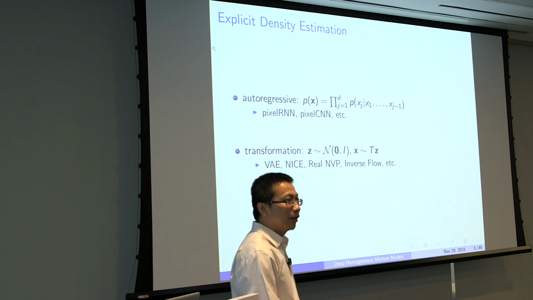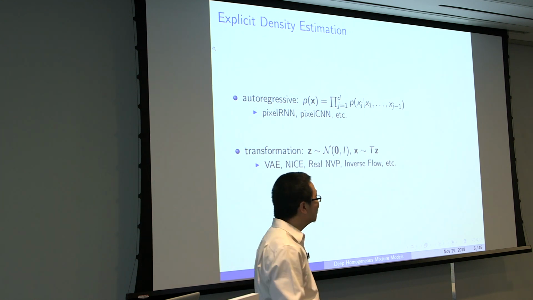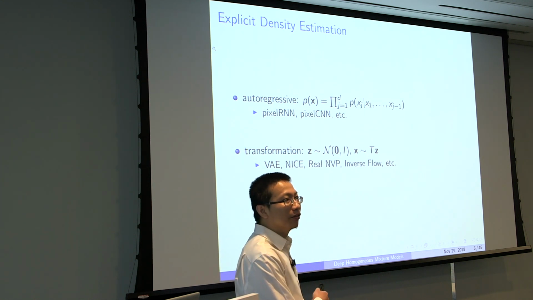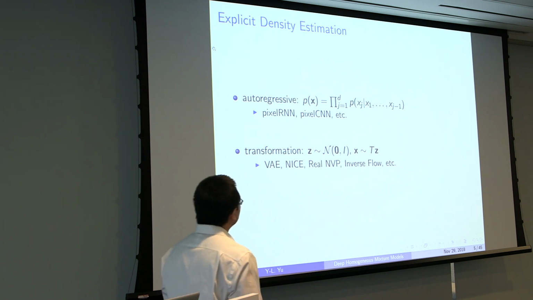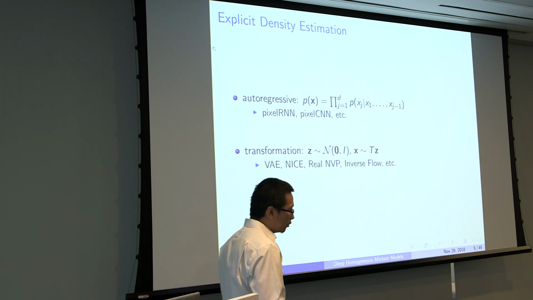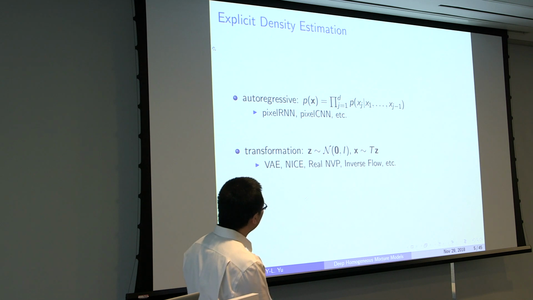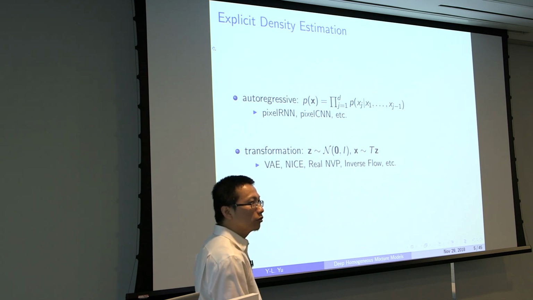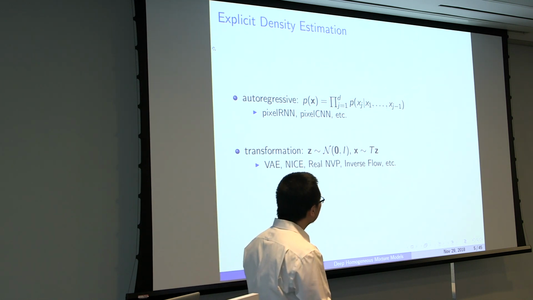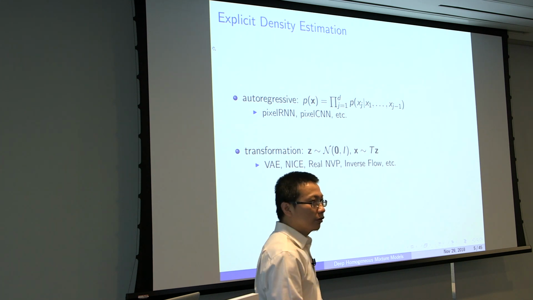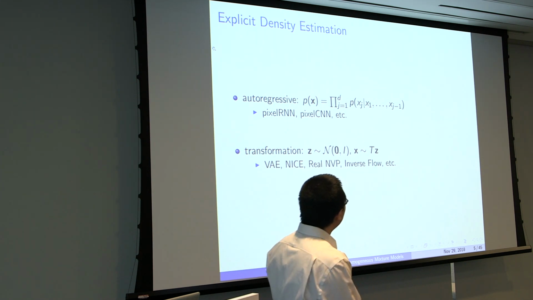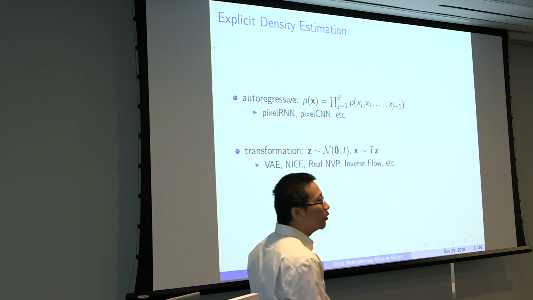I should mention that many people here in this institute have also worked a lot on these types of methods, right? The other approach would be what I call the transformation approach, where you take a noise distribution, usually just a standard normal distribution, and you find a transformation function T, such that after transforming your noise, you can model your data.